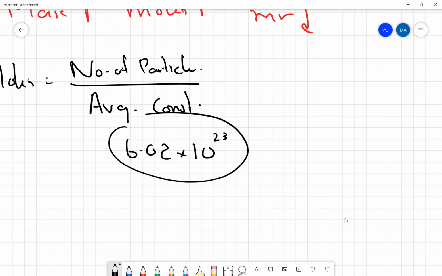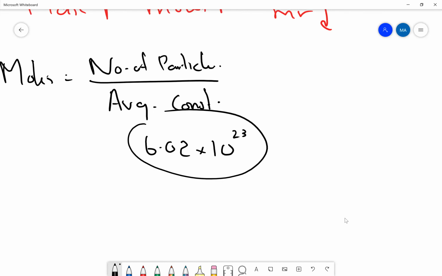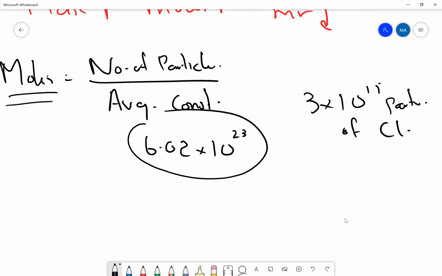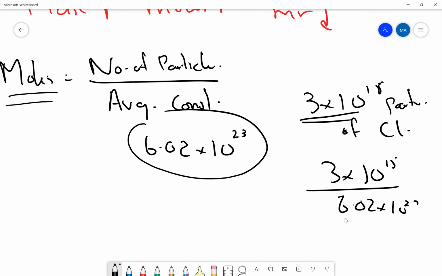Number of particles, okay, how do you solve these questions? You'll be given a certain number of particles and you'll be asked to find the moles. So whenever you're given the number of particles, you need to jump onto the second formula, that is particles over Avogadro's constant. An example of this could be, let's say, the number of particles are 3 times 10 raised to the power of 15 particles of chlorine here. It's an example question. So what you'll do is you'll pick up this value, 3 times 10 raised to the power of 15, divided by 6.02 times 10 raised to the power of 23. You can use a calculator and you'll get the answer. Okay, whatever the answer will be, that will be your moles.